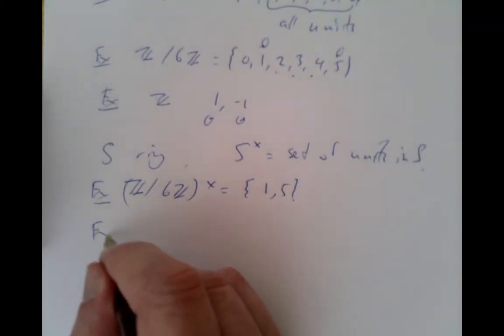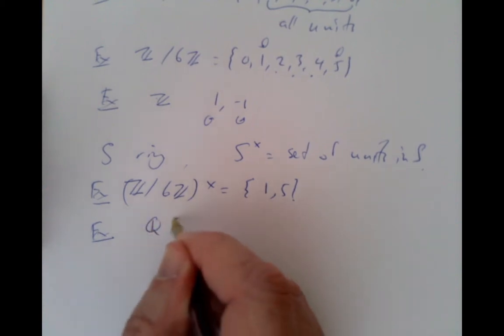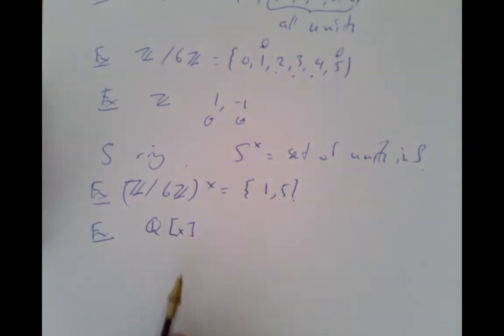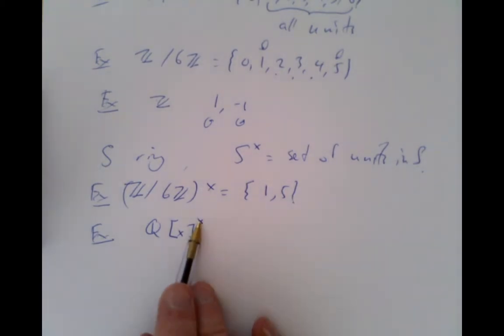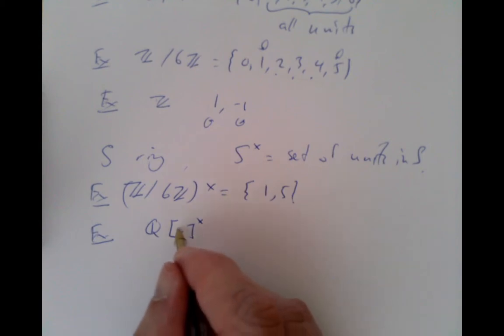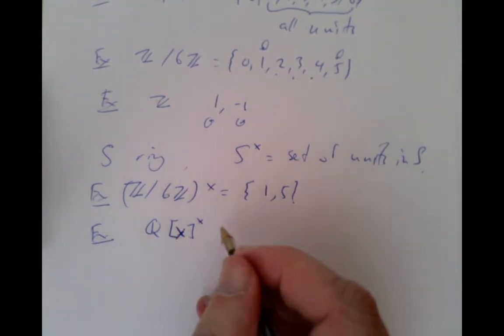And with that in mind, we can ask, well, what are the units of some of these other rings? For example, if we look at rational polynomials in a variable x, and then we look for units, this little cross is supposed to be tinier than this x. You can see it in the notes better. It's supposed to be a letter x, and that's supposed to be a tiny little cross.